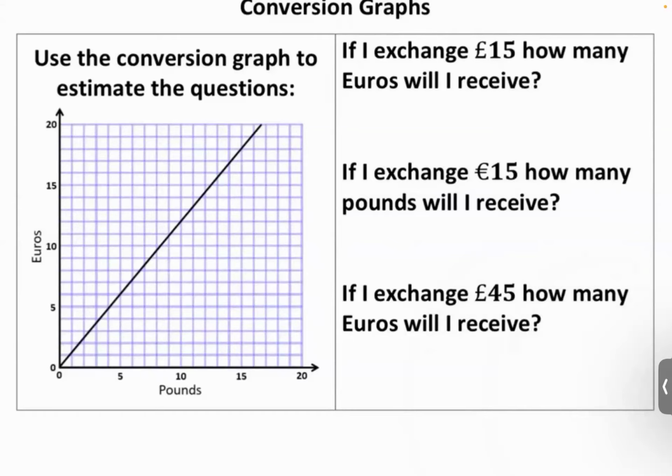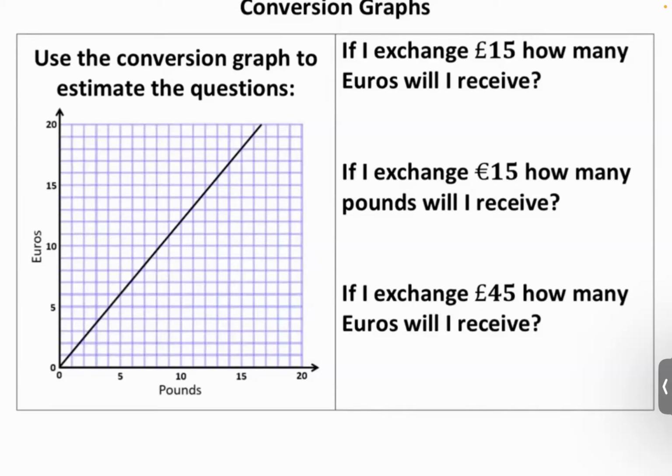Okay. So are there any areas where you have challenges with them? Not really. Okay, so these ones are clear to you, right? Maybe only the 45-pound one. Okay, because that one is not on the graph, right? So it says if I exchange 45 pounds, how many euros will I receive? Or do you have to do a certain number and then double it?